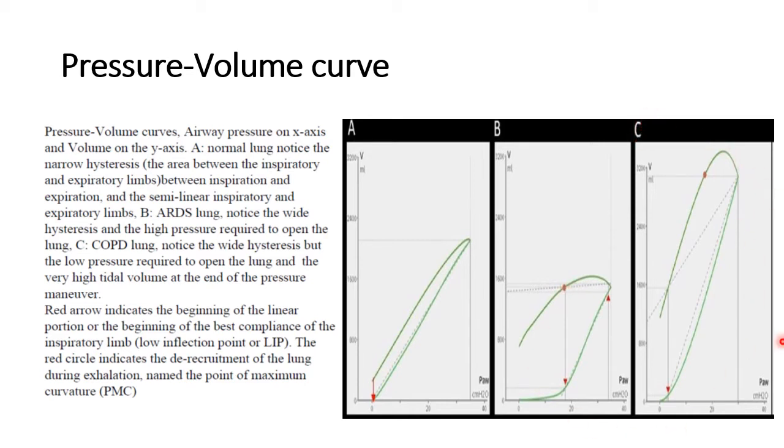Patient C here is a patient with severe obstructive lung disease, or COPD. Again, you can appreciate that the airway pressure goes up only a little, and the tidal volume goes very high. And again, there's some hysteresis, but definitely less than the one in restrictive lung disease.